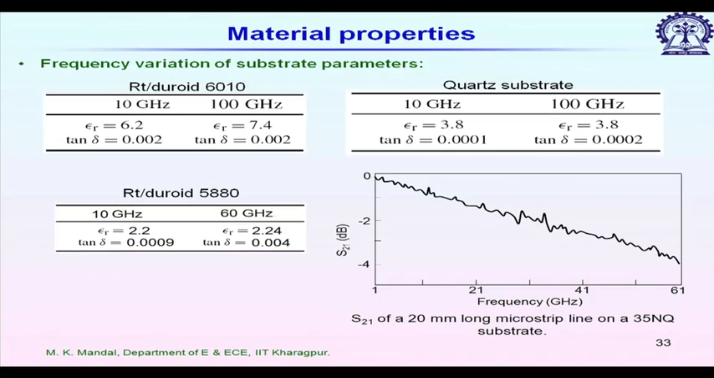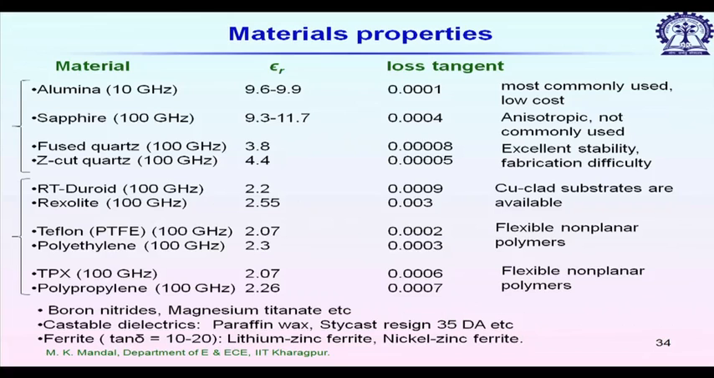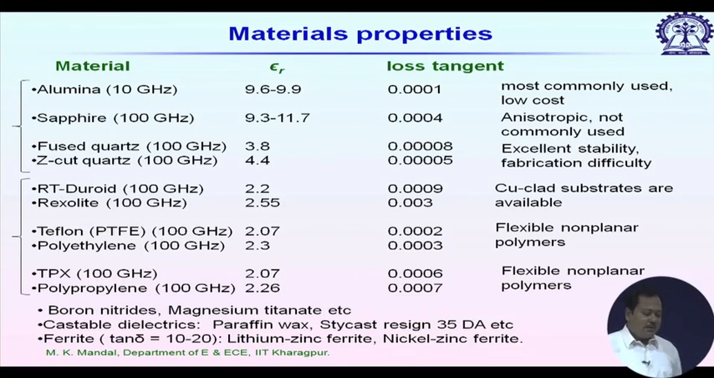The main point is that conductor loss increases with frequency. Not only that, we will see there is one more type of loss, which we call surface wave loss. Before that, let us go through some other popular materials. One of them is alumina. For alumina, depending on its purity, epsilon r can vary between 9.6 and 9.9.